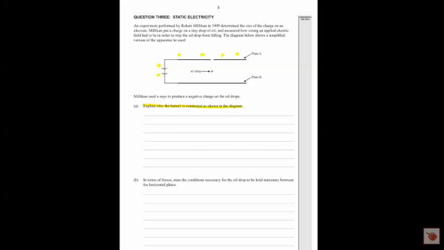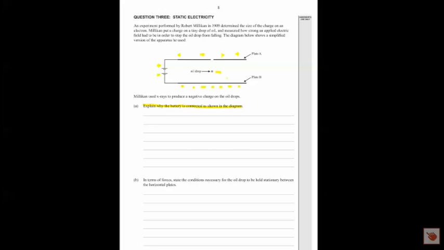Now, why would we want to have a setup like this? Well, I suppose we're going to have to take a look at the information here, and it looks like Millikan was determining the size of a charge on an electron. He put a charge on a tiny drop of oil. It's not exactly clear, but it's going to be a negative charge on this drop. So we're sort of expected to pick up on that. It's one thing that you must pick up on, that the oil drop has a negative charge.